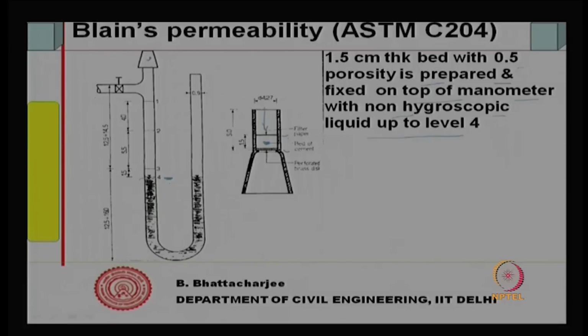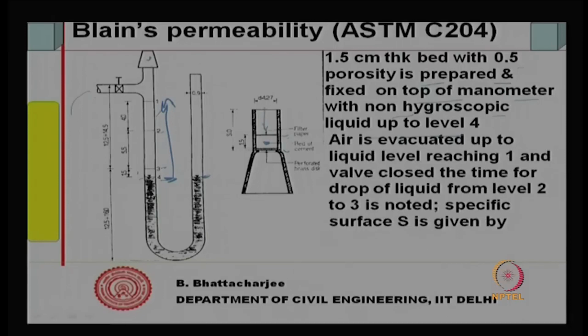Now, usually it is kerosene. So, you fill it up to this level initially. Marks are there, 3, 2, 1, etc. The distances are also available, so we know how much the head would be. After we place it here, by simple manual suction, you can suck the air out of it such that this liquid moves up to 1. Air is evacuated up to the liquid reaching 1.